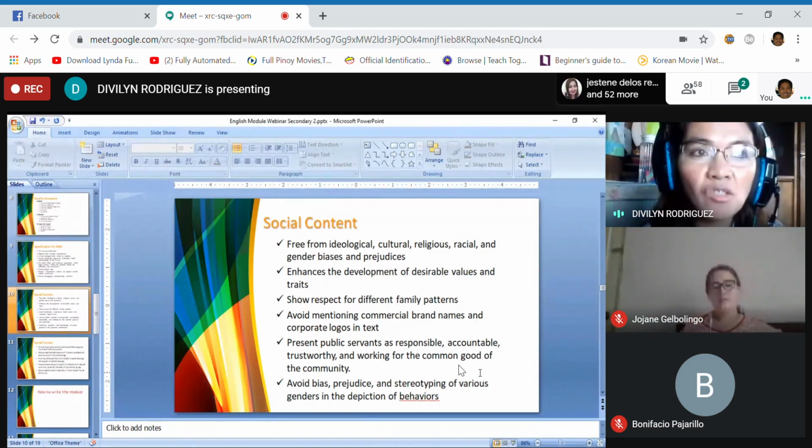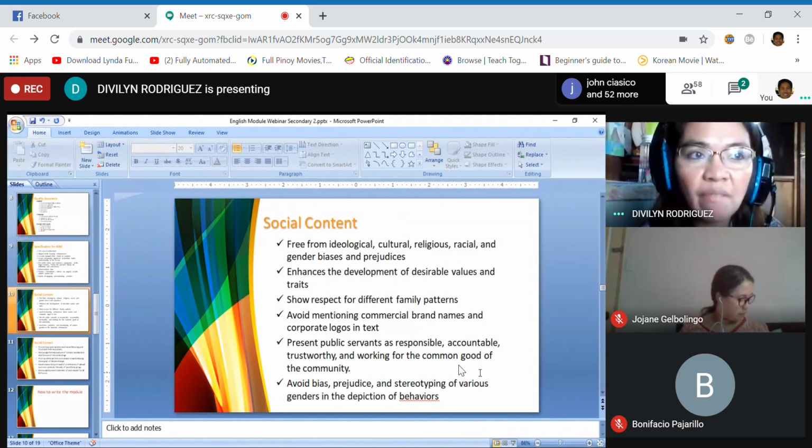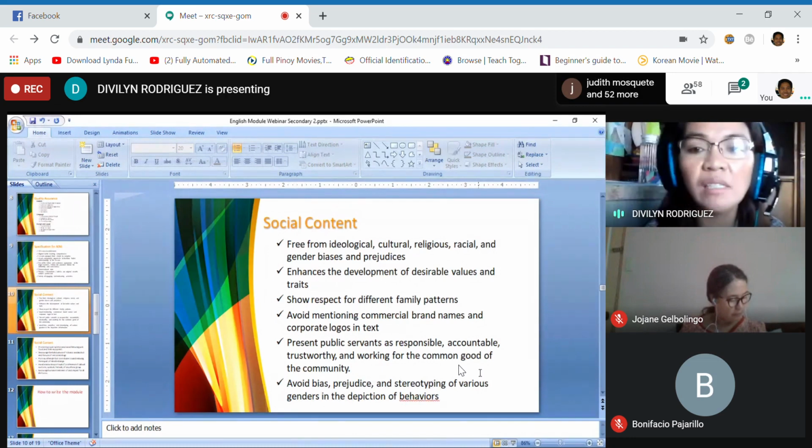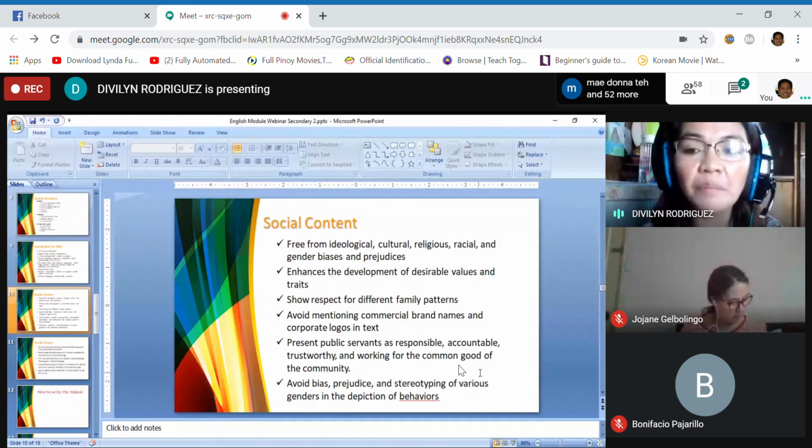For example, about family, it's a bias to say that a family is composed of a mother, a father, and the children. What if wala na siyang papa or wala na siyang mama? So let us avoid these biases. It should also enhance the development of desirable values and traits.